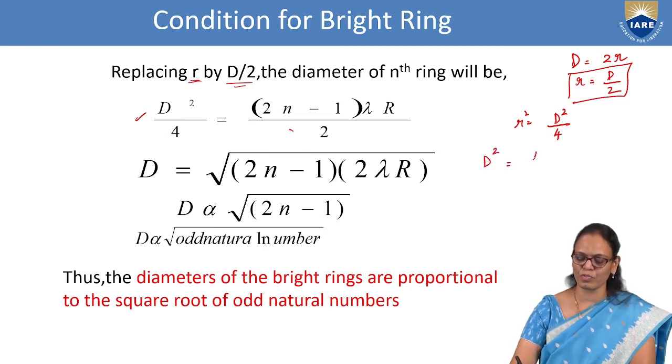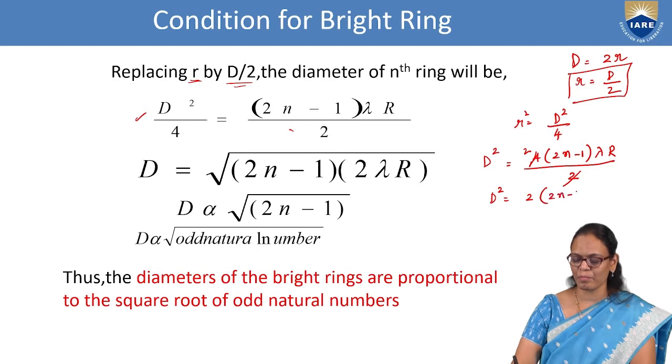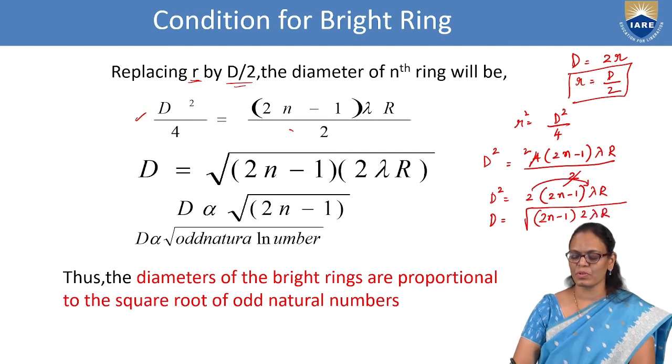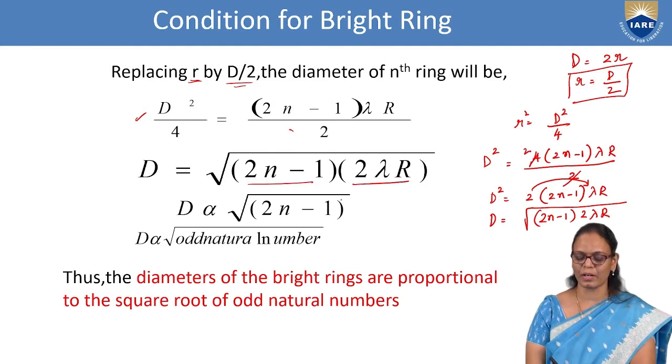D square is equal to 4 into (2n minus 1) into lambda R by 2. This 2 will go 2 times. So we have D square is equal to 2 into (2n minus 1) into lambda R. If you want D, take the square root on both sides. I'll just rearrange them and write 2 lambda, so I've just put this 2 here. So 2n minus 1 into 2 lambda R. So we are getting D equal to the square root of (2n minus 1) into 2 lambda R.